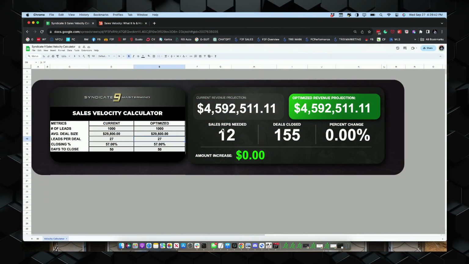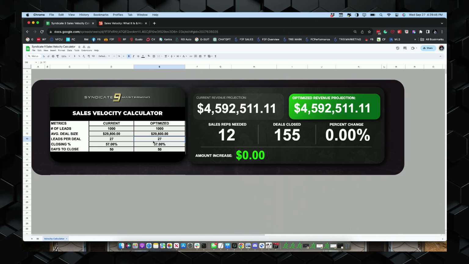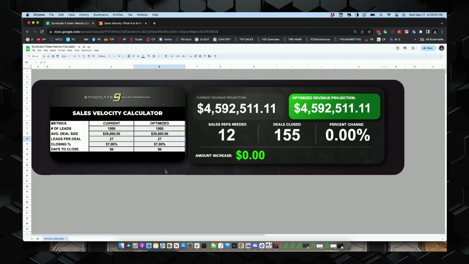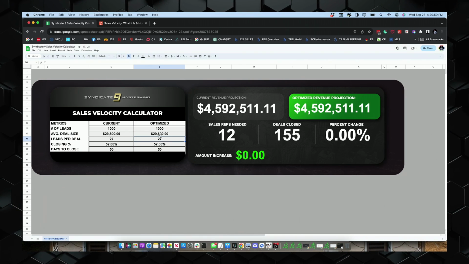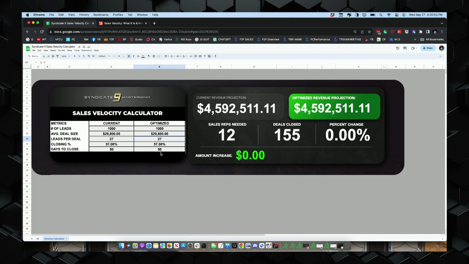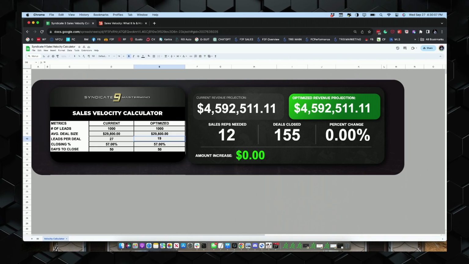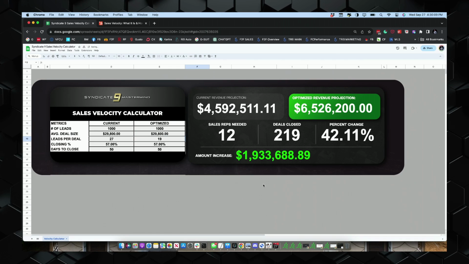So we go back into it. This is basically conversion. They're converting their numbers. For example, some of the top performers in our mastermind had leads per deal of 19. So let's see what happens if I take this down from 27 to 19, and I change it by 8 points. And now watch the increase, right?